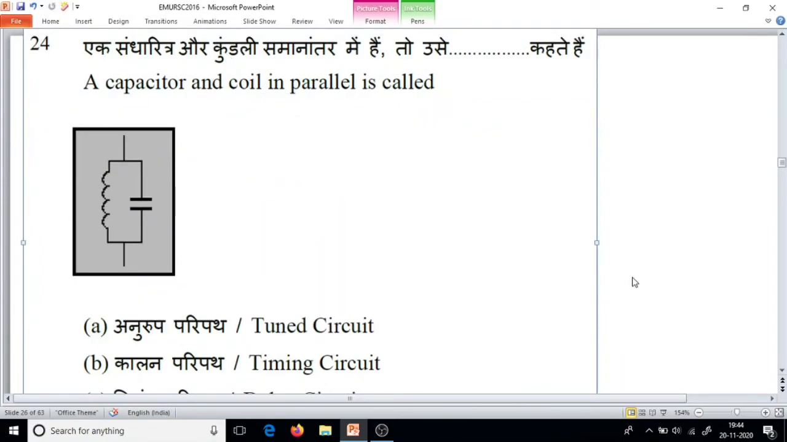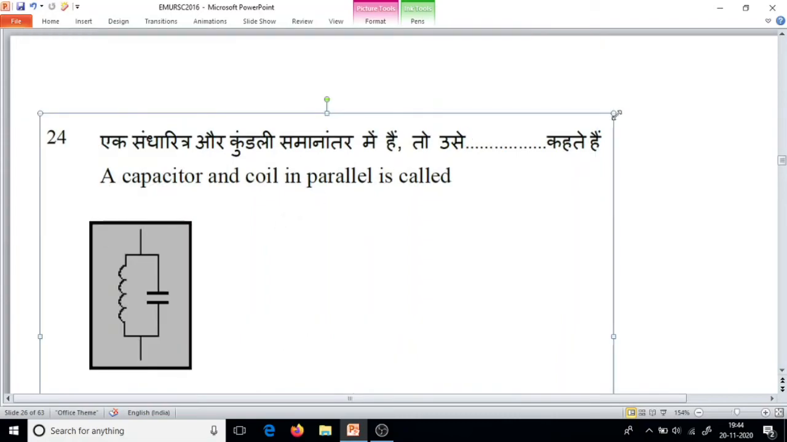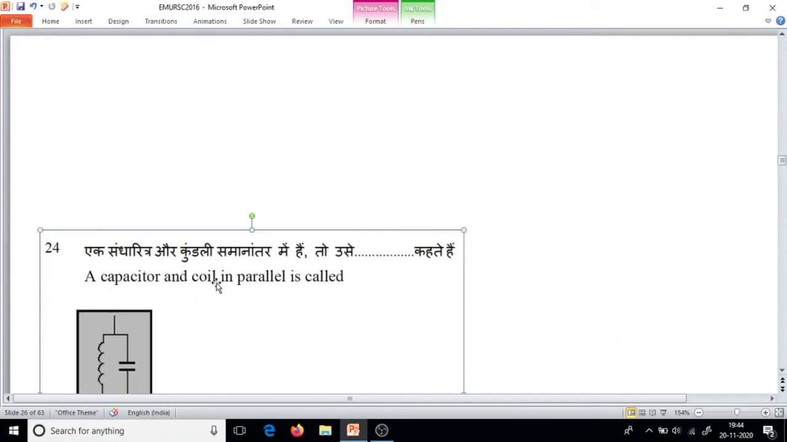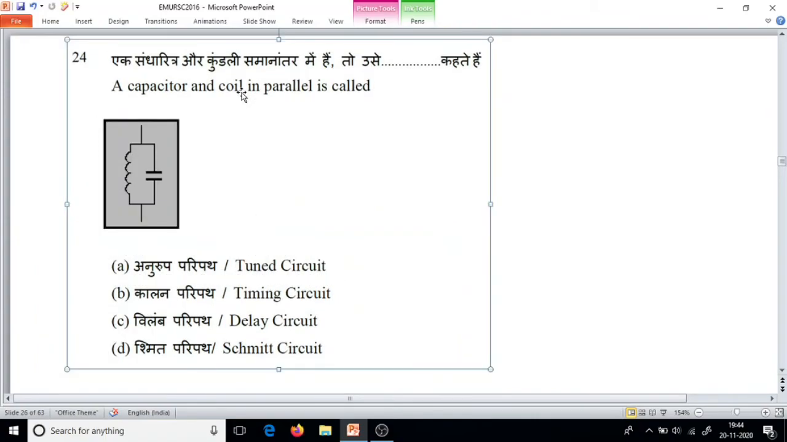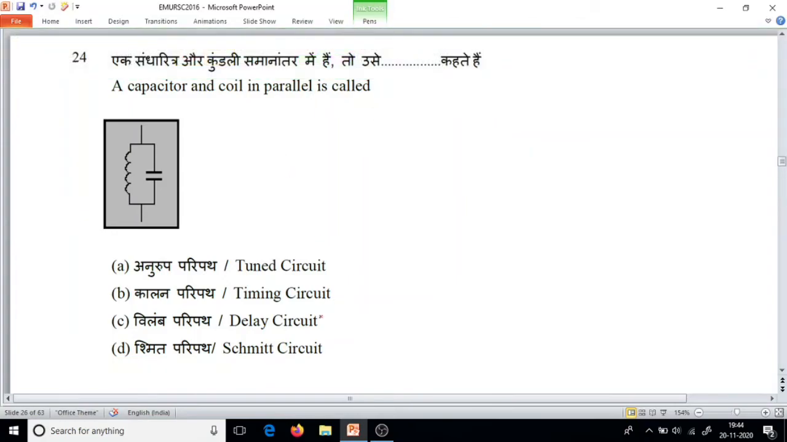Question number 24. A capacitor and coil in parallel. Now see, this capacitor and one inductor are connected in parallel. This circuit is a tuned circuit. The answer is option A, because this circuit is used to tune to different radio channels in a radio receiver. So the answer is tuned circuit.